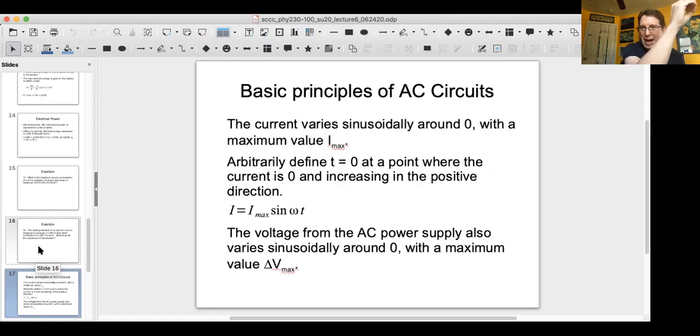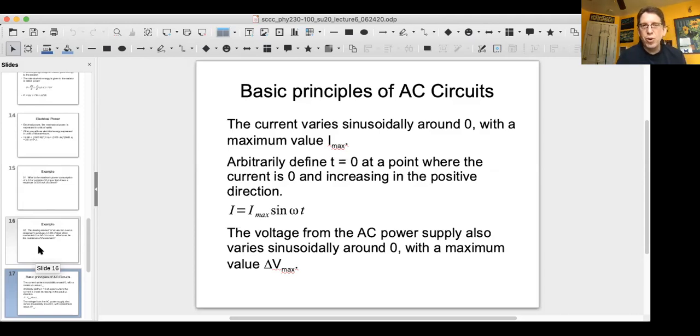You have your maximum positive value when omega t is equal to 90 degrees or pi over 2 radians. And it's 0 when omega t equals 0 or when it equals pi. And it's -1 when omega t is equal to negative pi over 2. So I is varying sinusoidally. The voltage also varies sinusoidally, and if there are no capacitors or inductors in the circuit or in that segment of the circuit, it oscillates in sync with the current.